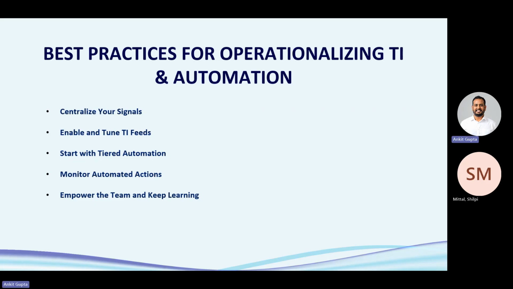To make all of this truly work, start by centralizing your signals. Ensure security data from Office 365, endpoints, and identities flows into Microsoft 365 Defender, and feed additional logs like firewall into Sentinel. Integration and a single pane of glass are what enable correlation and speed.